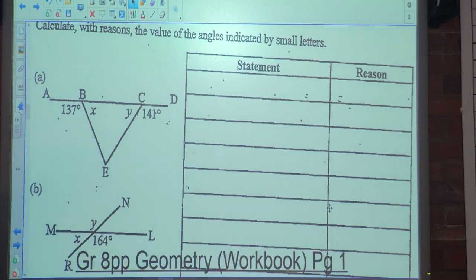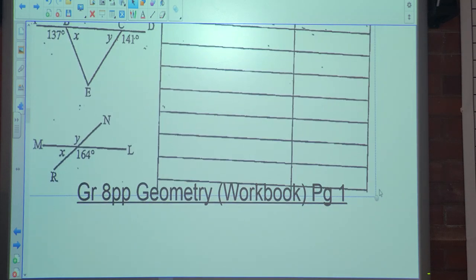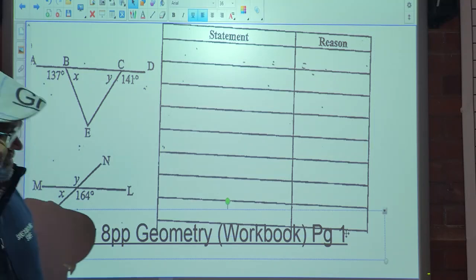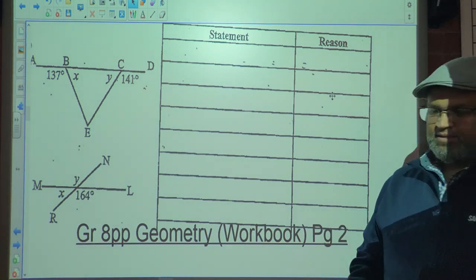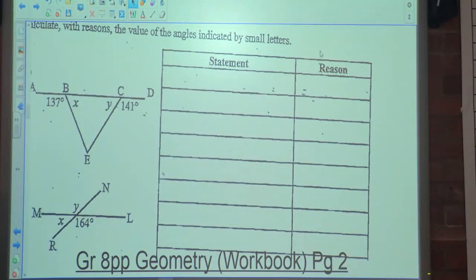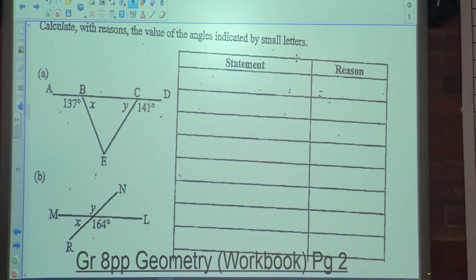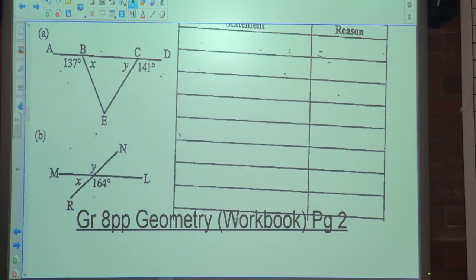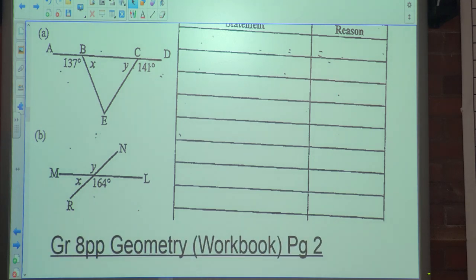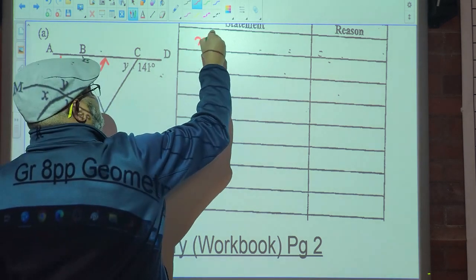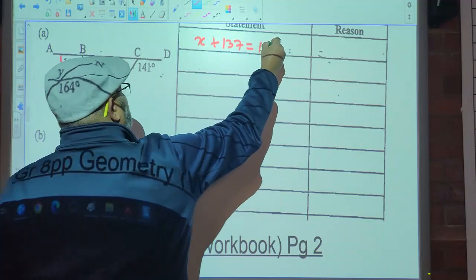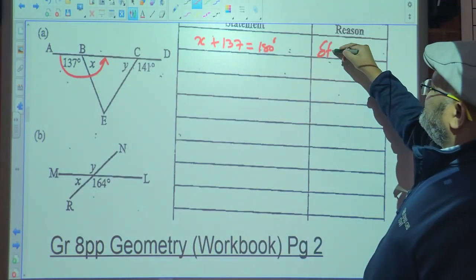Page 2. We've got: calculate with reason the value of the following indicated by small letters. A. You've got 137 degrees, you've got x, y, and 141. Are you going to solve x? Angles on a straight line. So I'm going to say x plus 137 is equal to 180. Y? Straight line.